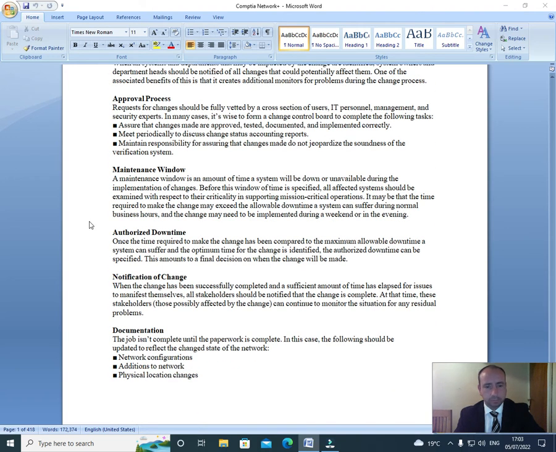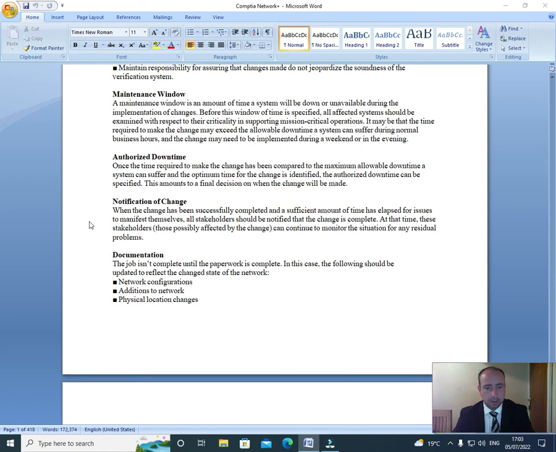Maintenance window. A maintenance window is the amount of time a system will be down or unavailable during the implementation of changes. Before this window of time is specified, all affected systems should be examined with respect to their criticality in supporting mission critical operations. It may be that the time required to make the changes may exceed the allowable downtime a system can suffer during normal business hours, and the change may need to be implemented during the weekend or in the evening.